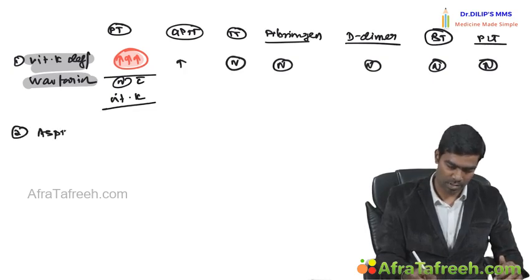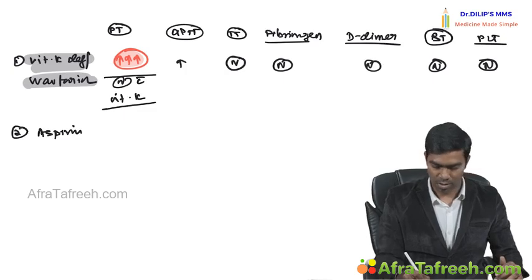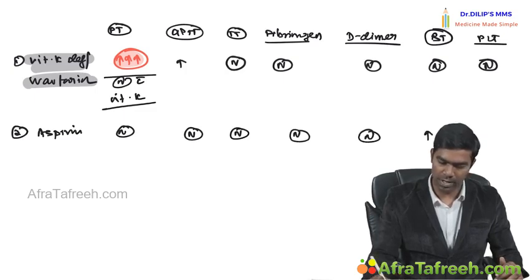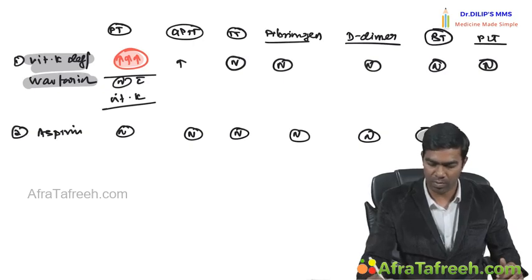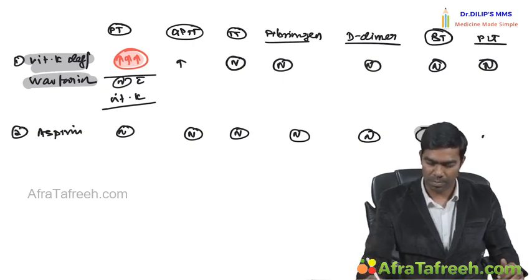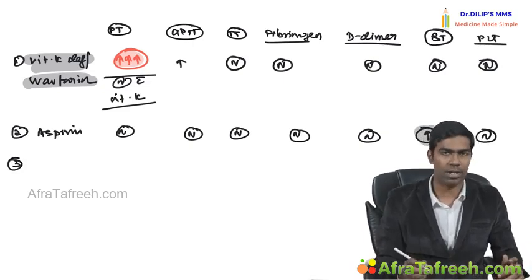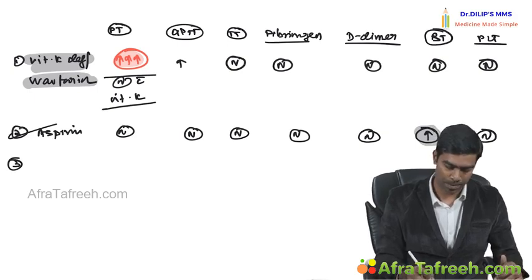Second, aspirin. Your PT will be normal, APTT normal, thrombin time normal, fibrinogen normal, D-dimer normal. Only bleeding time will be increased, which means PFA-100 alone will be abnormal. Platelet count will be normal. Aspirin is not known to cause thrombocytopenia, only dysfunctional platelets, and it's an irreversible drug, I told you.